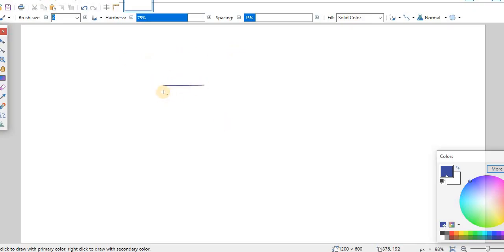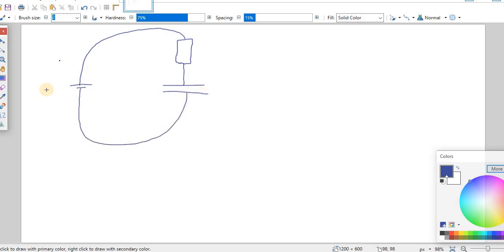Let me draw this here also and show you. So here we have the symbol for a capacitor. We don't directly connect it to a battery, because then there can be a large current flow, and then it can damage the capacitor. So let's say this is what we have. This is, let's say, 6 volts. Now this is initially uncharged.